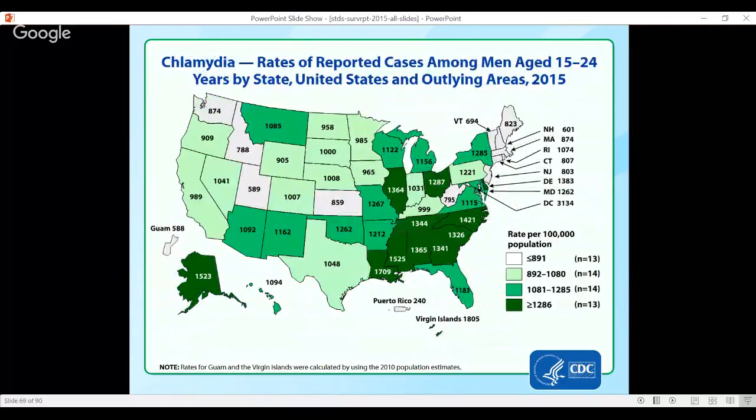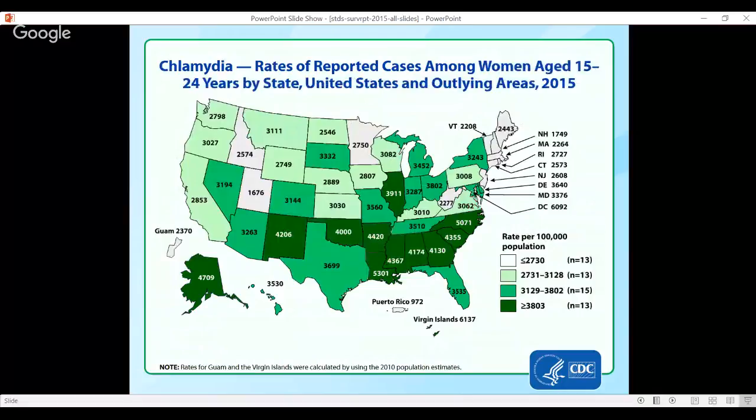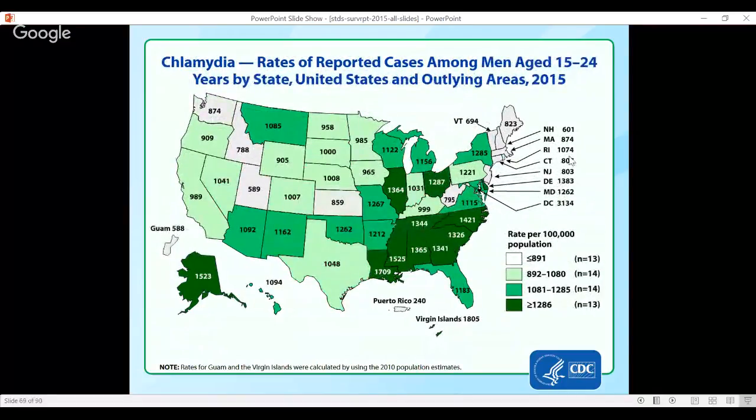And this map is showing you rates of reported cases of chlamydia among men aged 15 to 24. It looks a little different than the women, but again, generally, we see that the burden is highest in southern states. And the Northeast looks like there's less disease burden.